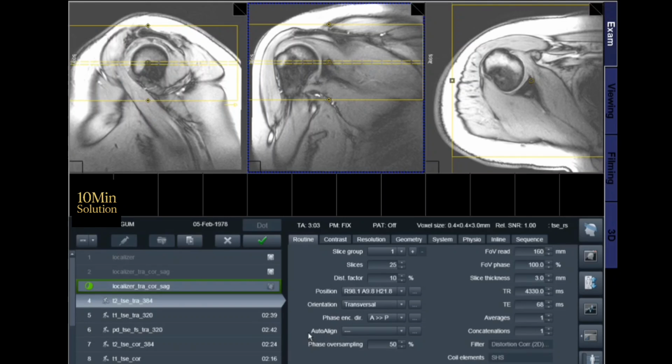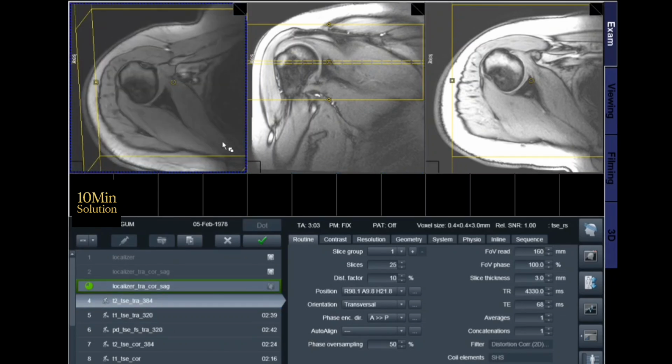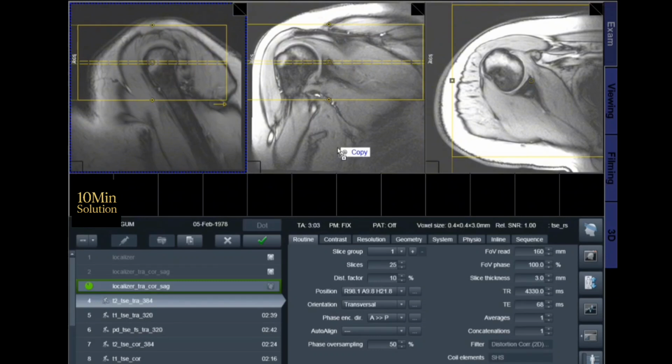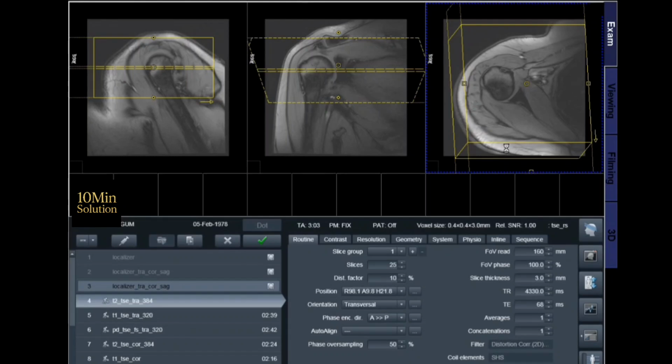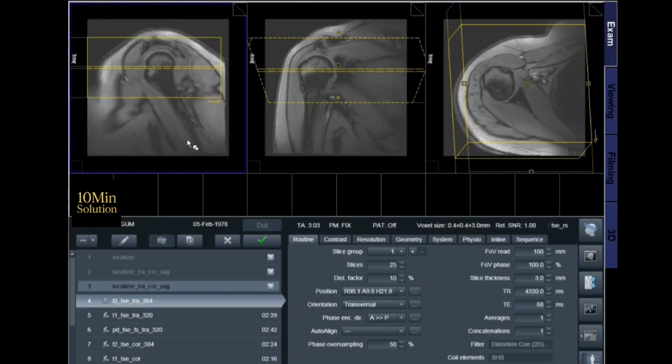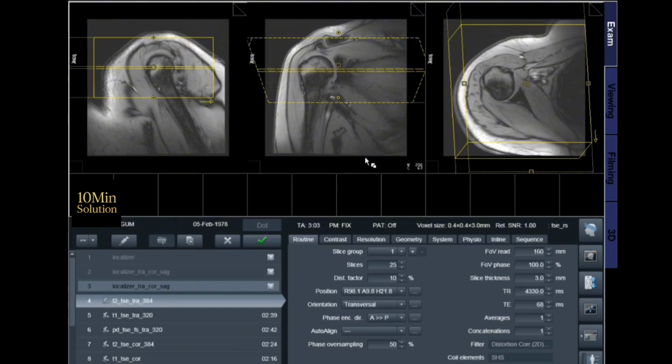A dedicated shoulder coil is used for optimal signal-to-noise ratio. Proper immobilization is important to minimize motion artifacts. Before scanning, always confirm the correct side marker, right, clinical history, pain location, and range of motion.